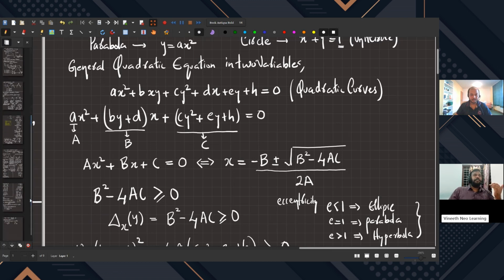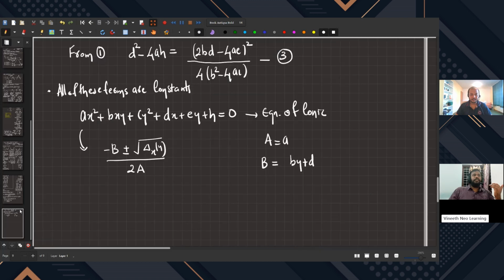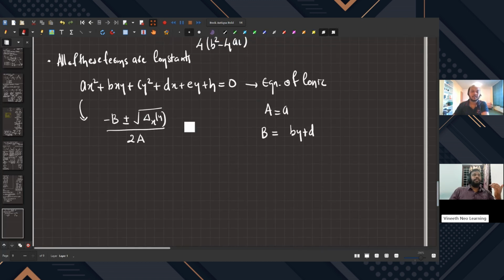So we are going back to that idea. Let's not expand, let's just write it like this. Let's write b as by plus d. One second, I'm just wrapping my head around it.